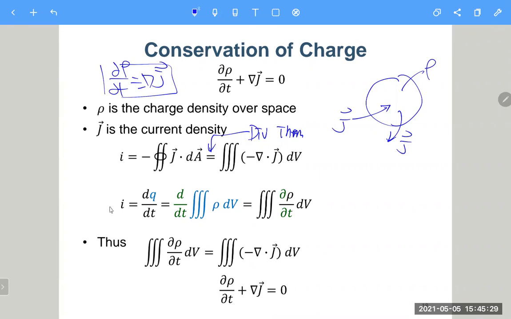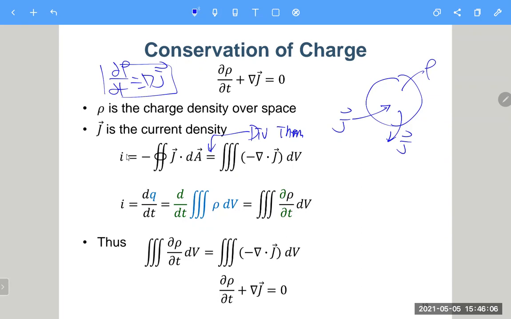And also, we know that I is the derivative of the charge, which means that the charge can also be written as a triple integral of the charge density. So in this case, if we plug this derivative inside the triple integral, we need to write it as a partial derivative. So it will be the triple integral of partial rho partial t dV.